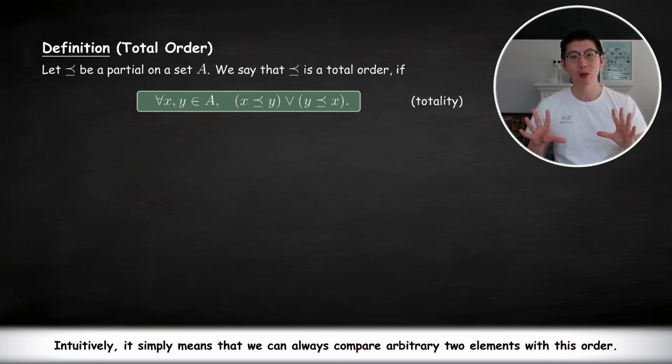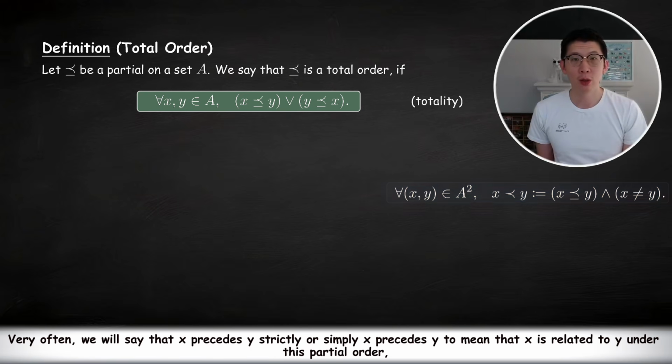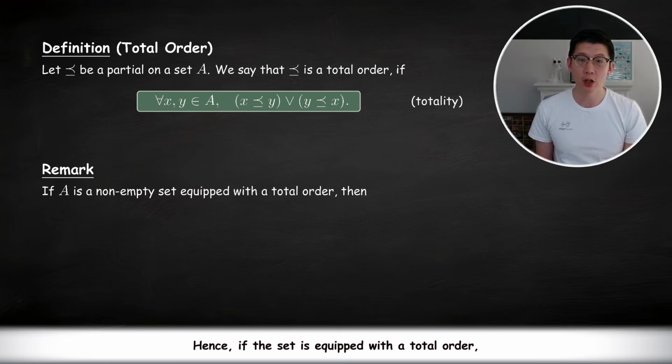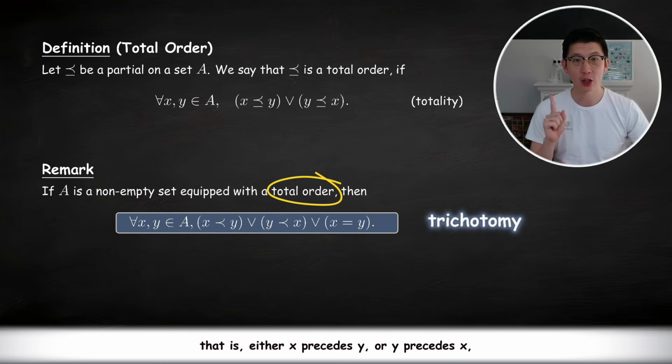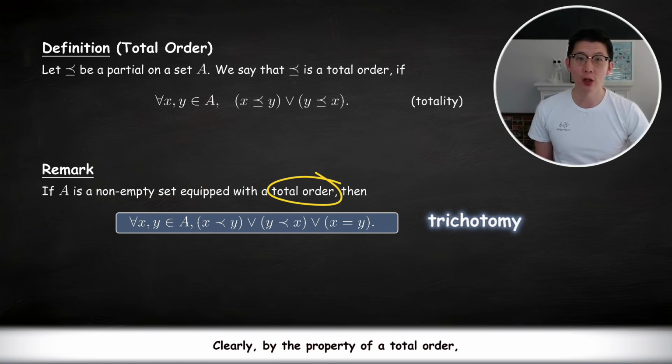Intuitively, it simply means that we can always compare arbitrary two elements with this order. Very often, we will say that x precedes y strictly, or simply x precedes y, to mean that x is related to y under this partial order, but x is not equal to y. Hence, if the set is equipped with a total order, then for any two elements x and y, we will always have the following trichotomy: either x precedes y, or y precedes x, or x and y are equal to each other. Clearly, by the property of a total order, all these three cases are mutually exclusive.